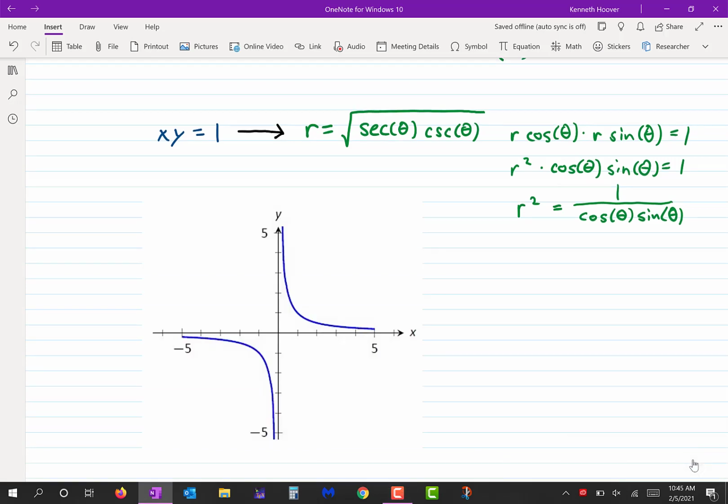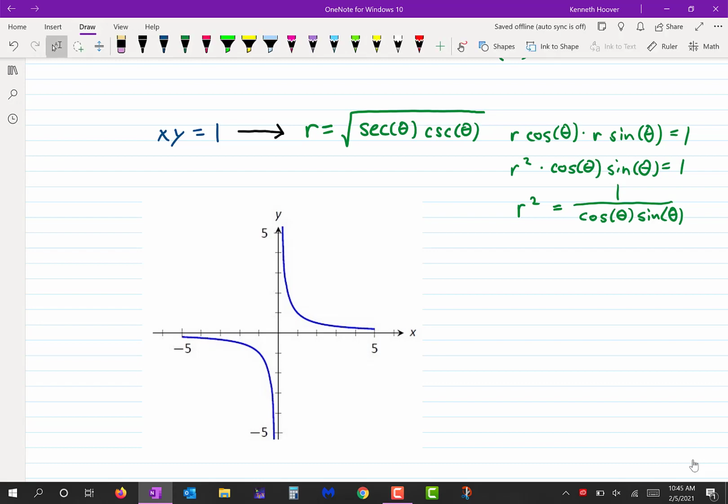Okay, there we go. That's the hyperbola, xy equals 1. Okay, in rectangular coordinates, what's the domain? The domain is, sorry, that's not even right. The domain is everything but 0. So it's all negative numbers union all positive numbers. That's the domain in rectangular coordinates.